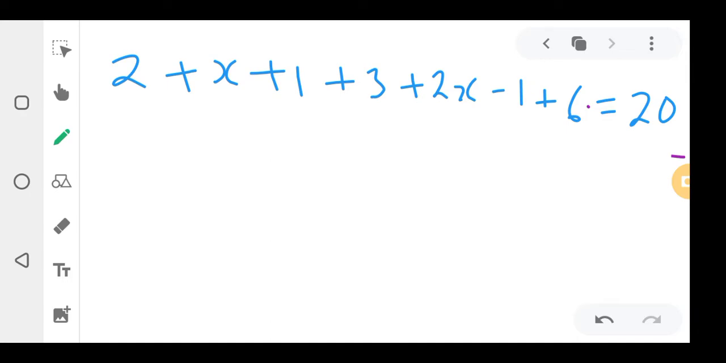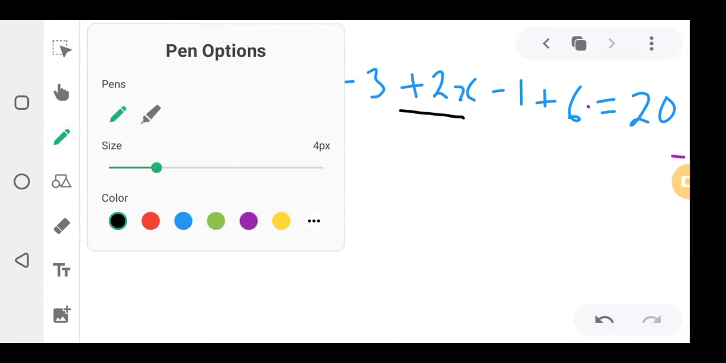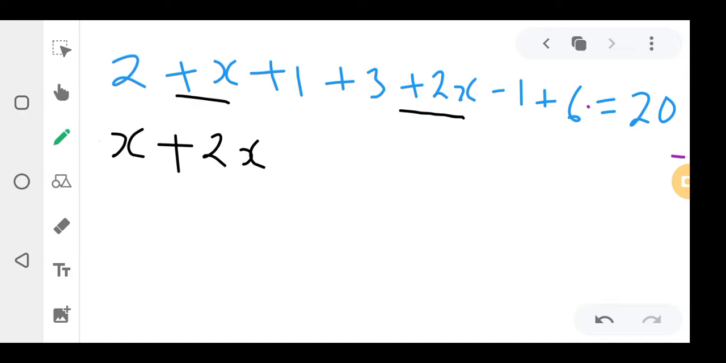So what do you have? You group the numbers together. I think you have learned this. The letters together, the numbers together. We'll start with the letters first. So plus x comes here. The next one is plus 2x, you bring it here also. When you are done grouping the letters together, x and 2x, you have grouped this one and that one.